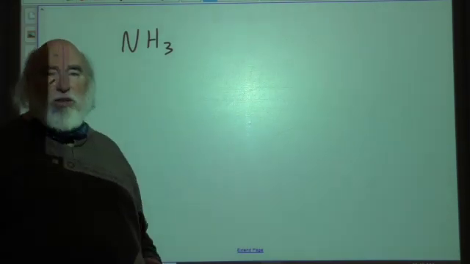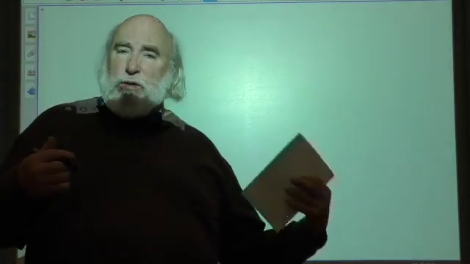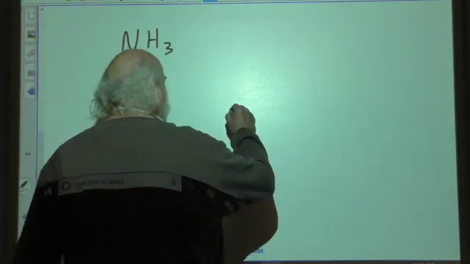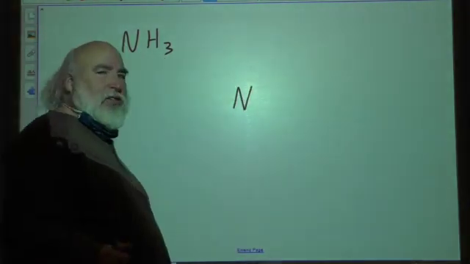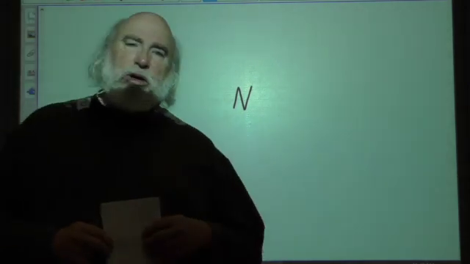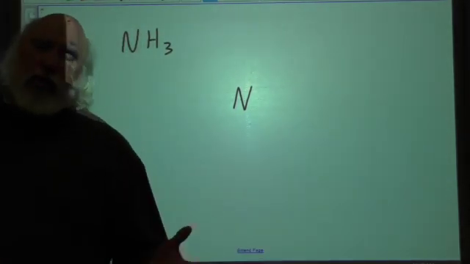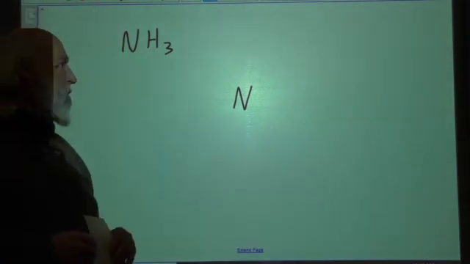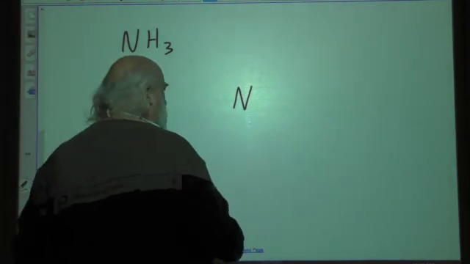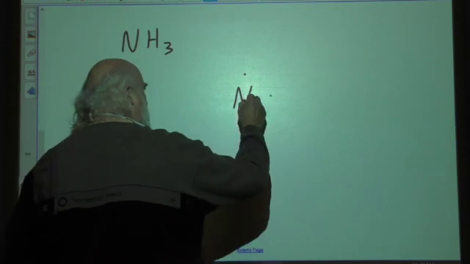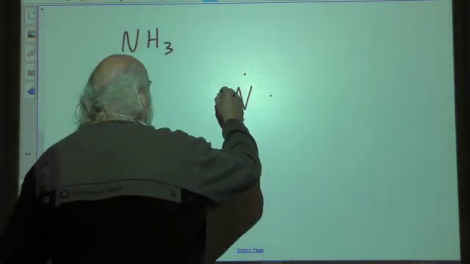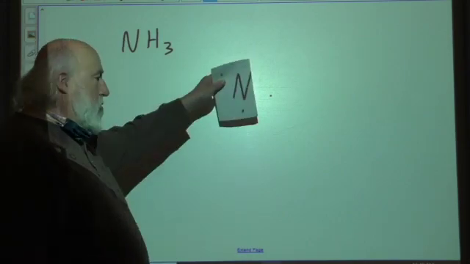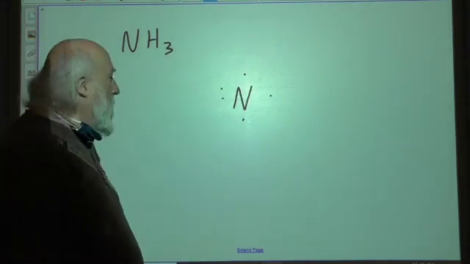Alright, so what's the central atom? Well, it's the first atom mentioned, and that will begin. So N right here. How many valence electrons does nitrogen have? Well, you look at where nitrogen is in the periodic chart, and you see it's in group 5A. 1, 2, 3, 4. Let's put the fifth electron anywhere you want.